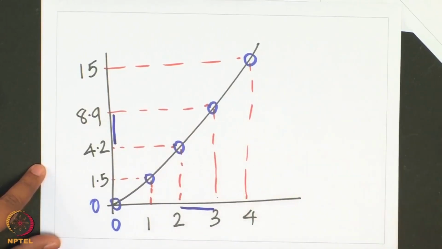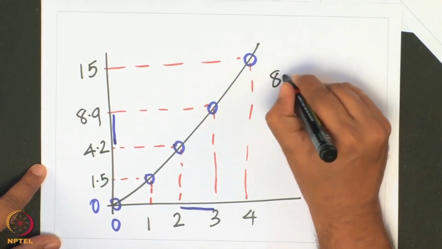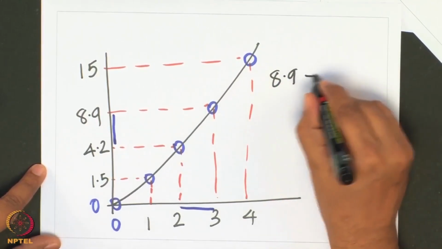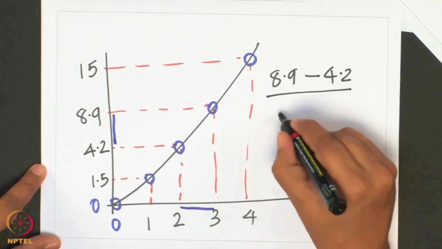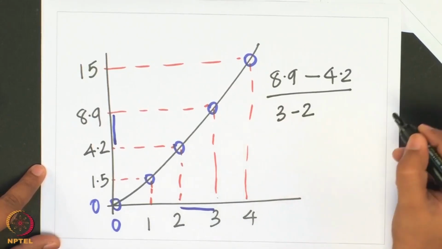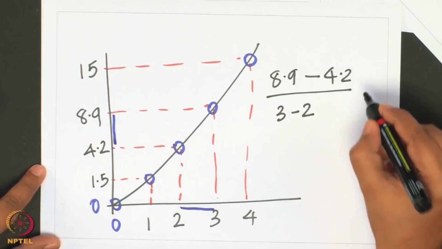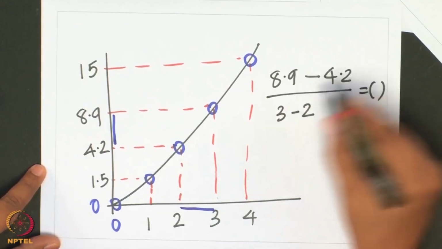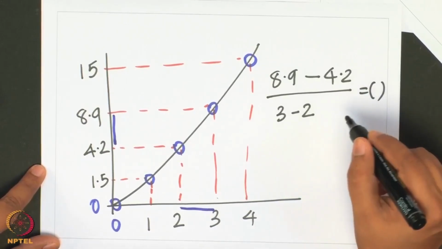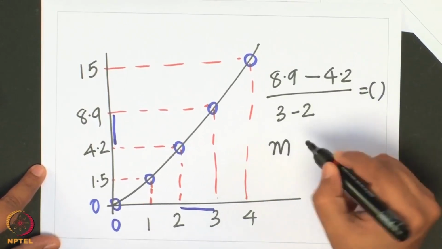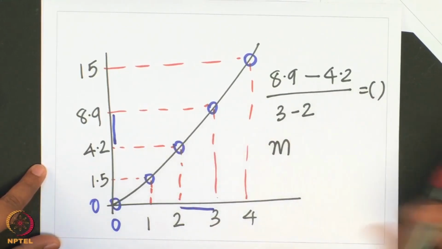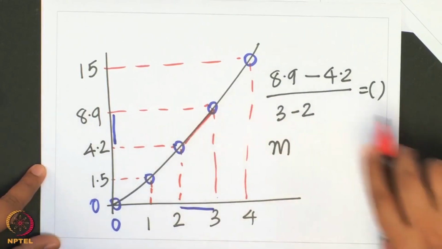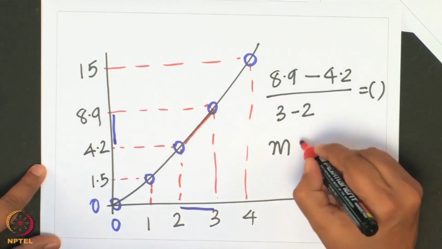So if I do this, I could write this slope as 8.9 minus 4.2 divided by 3 minus 2. So this would give us some value. This is a slope, and this slope corresponds to 2.5.